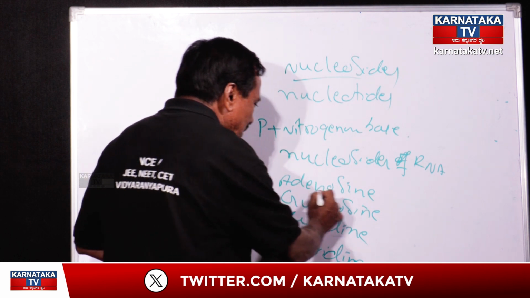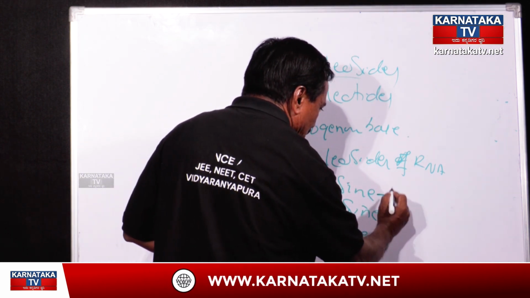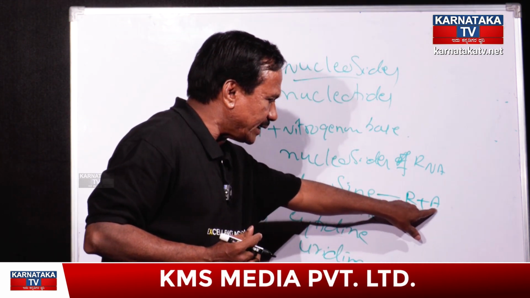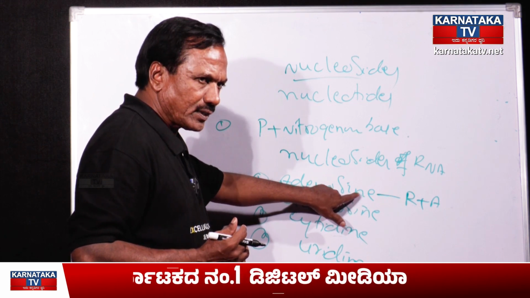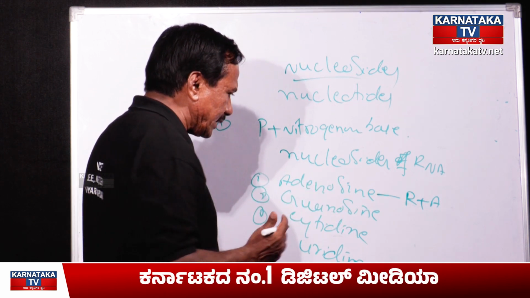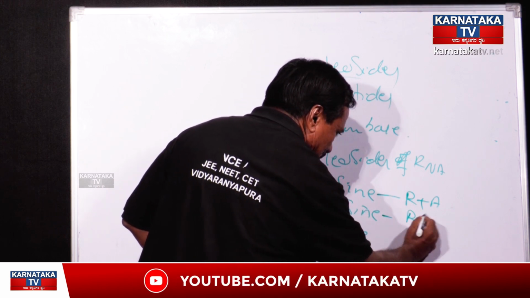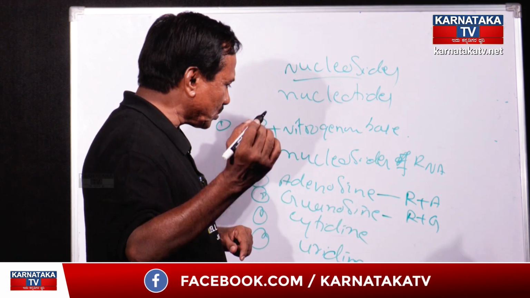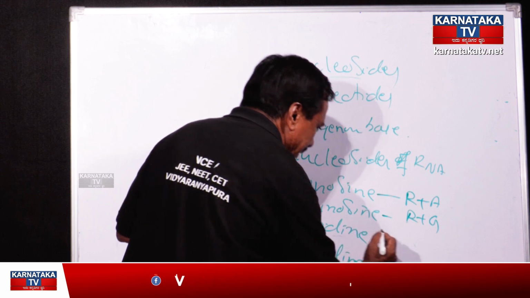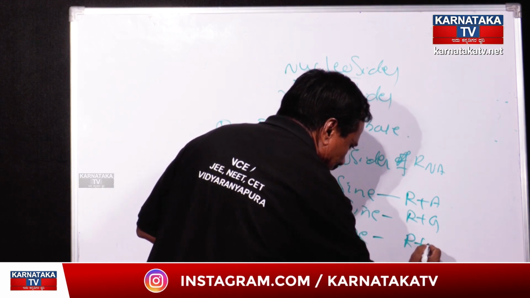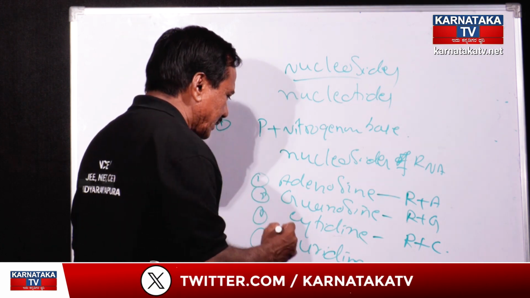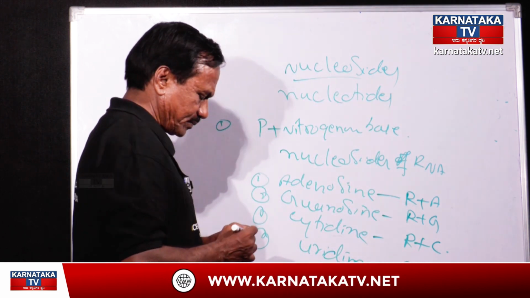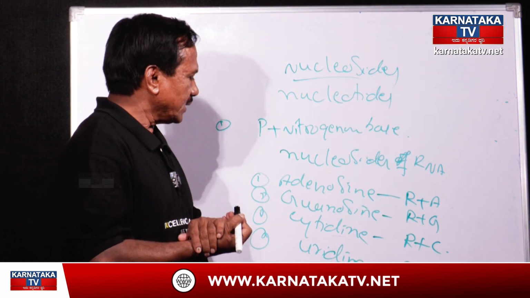For example, how is adenosine formed? Adenosine is formed by the combination of ribose sugar plus adenine. So adenosine is a nucleoside of RNA. Like that, guanosine is ribose sugar plus guanine. So guanosine is a nucleoside. Like that, cytidine is formed by the combination of ribose sugar plus cytosine. Like that, uridine is formed by the combination of ribose sugar plus uracil. These are the 4 nucleosides present in RNA.